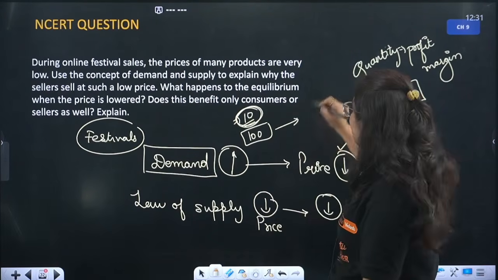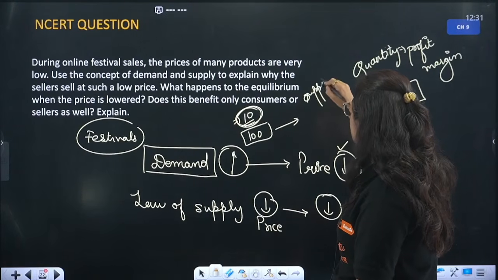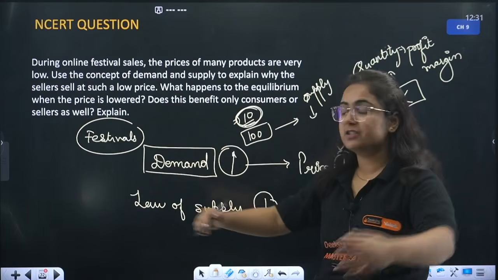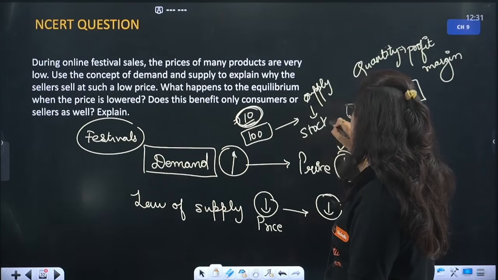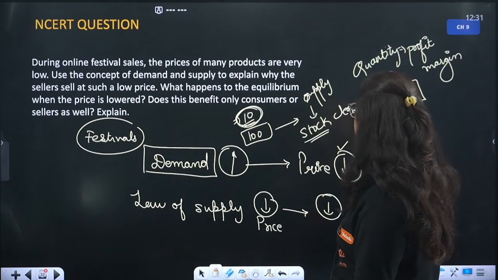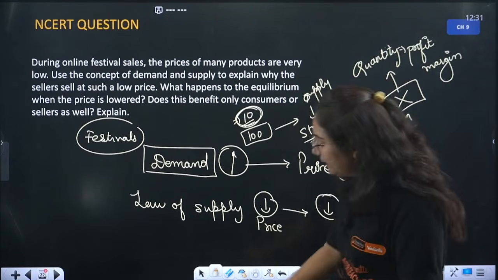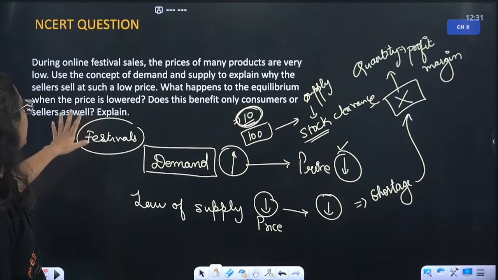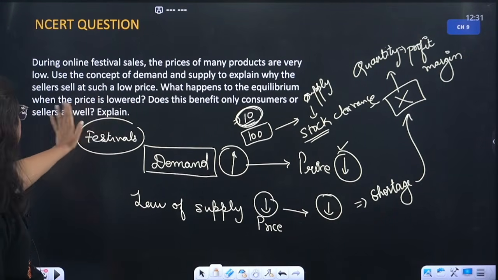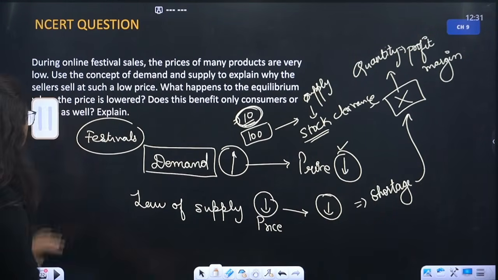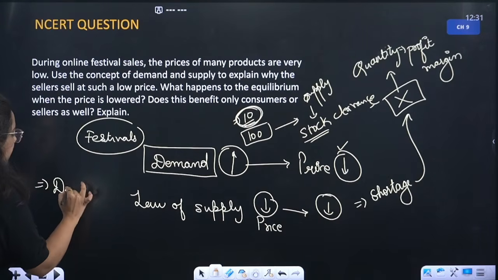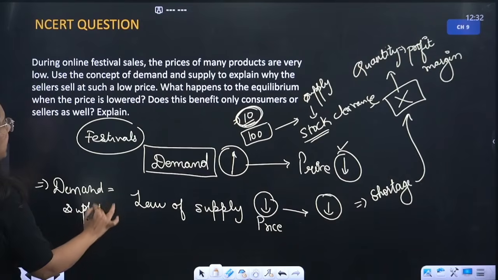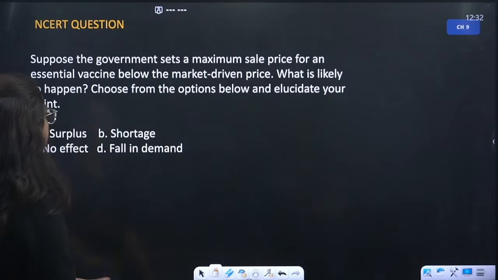This is the time when the supplier chooses to bring all his products and to clear the stock, and hence the sale is referred to as stock clearance sale. So in the festive time, the law of supply is not exactly what we studied in the book. What will happen to equilibrium when the price is low? So basically equilibrium is not there. Demand equal to supply is not going to happen. Okay? This is the explanation to this question.